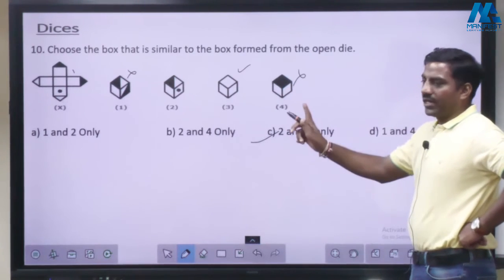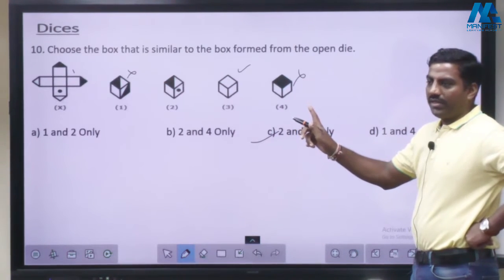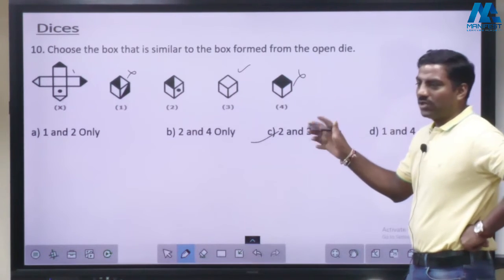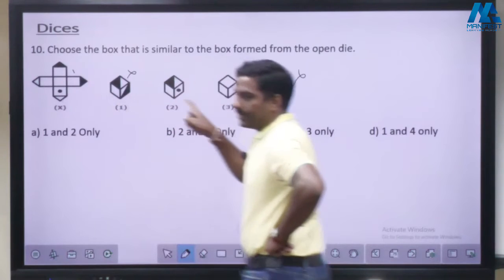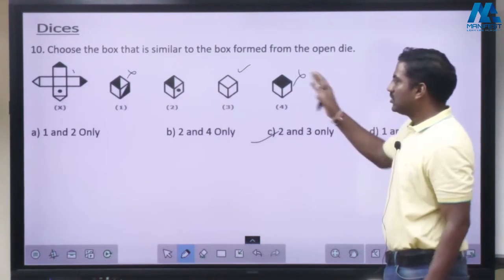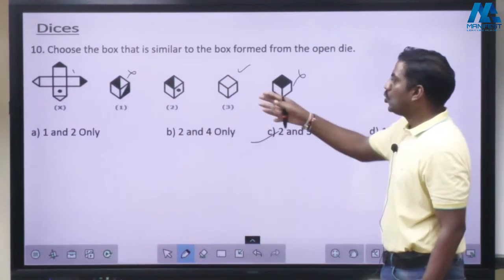For sure, 1 is wrong, right? For sure, 4 is also wrong, right? Yes, because these are 2 smaller triangles, and when we club them, we'll get half of the square, not full. So this is also wrong, this is also wrong, this is a possibility, 3 is a possibility, 2.